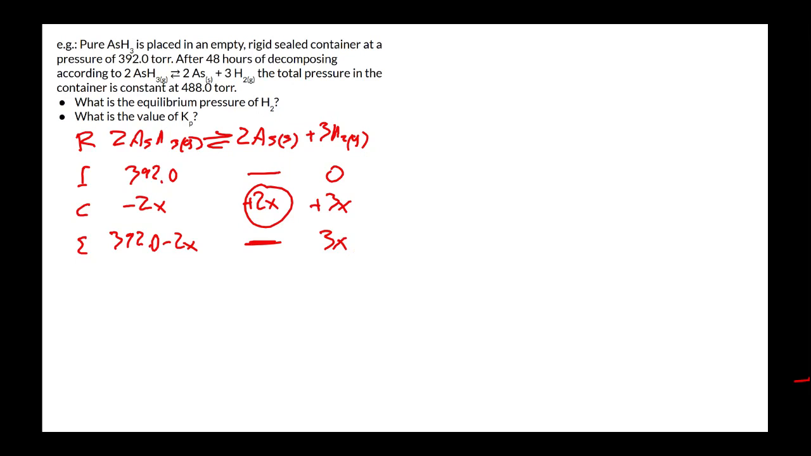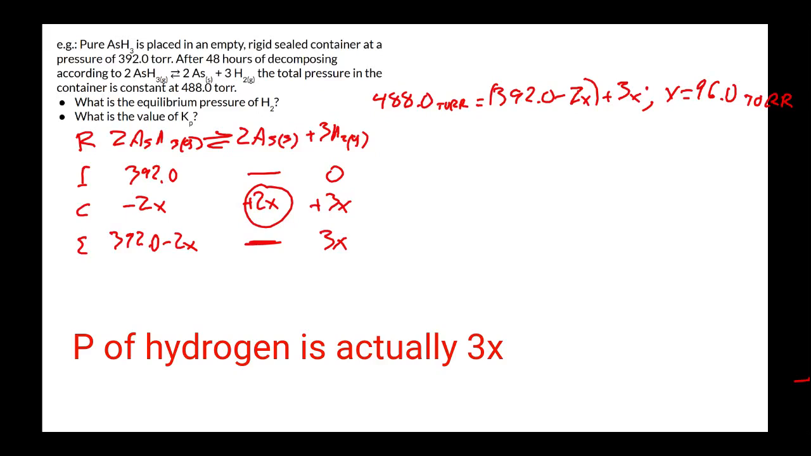So what's our pressure of H2? Well, the total pressure is 488 torr, and that's equal to the pressure of AsH3 at equilibrium, which is 392.0 minus 2x, plus the pressure of hydrogen, which is 3x. We're just summing those partial pressures up according to Dalton's law of partial pressures. So if we solve this for x, which is just simple algebra, you end up with 96.0 torr. So that's the pressure of H2 at equilibrium.